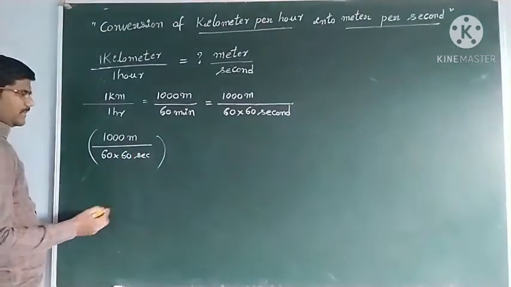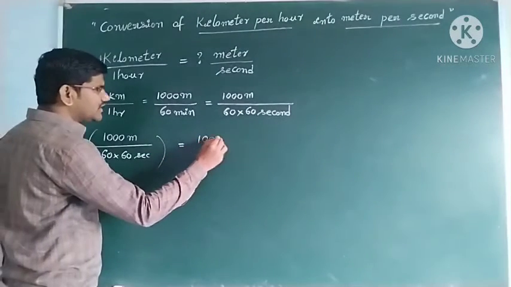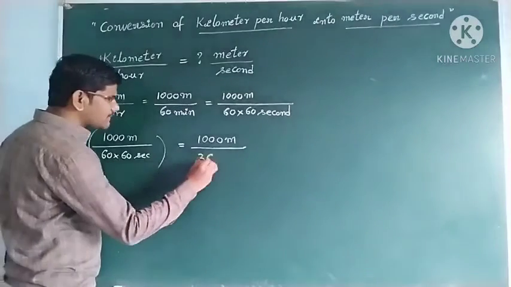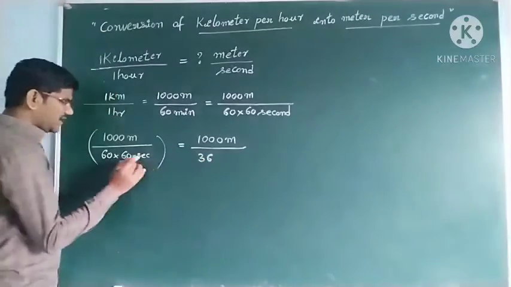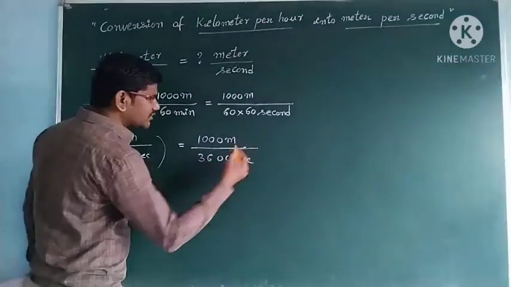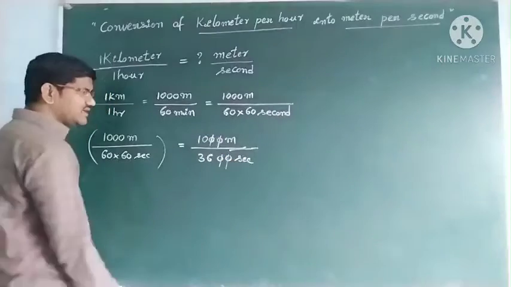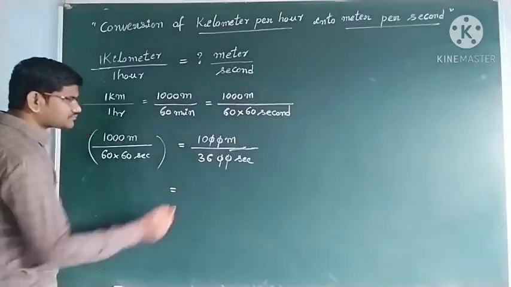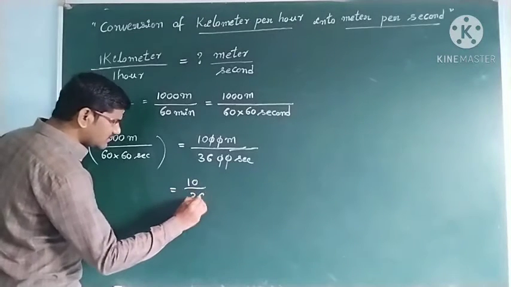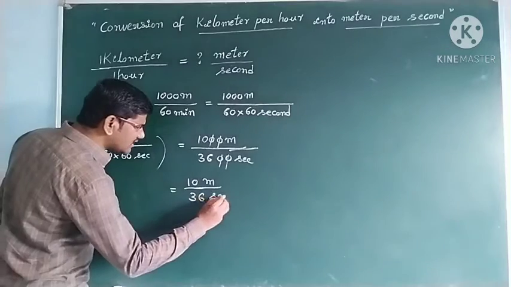So then we can write like this: 1000 meters by 6 into 6, 36, and we have 2 zeros here, and second is left. Okay, students, then 2 zeros get cancelled. What will you get here? 10 by 36 is left. 10 by 36, so 10 meters upon second.